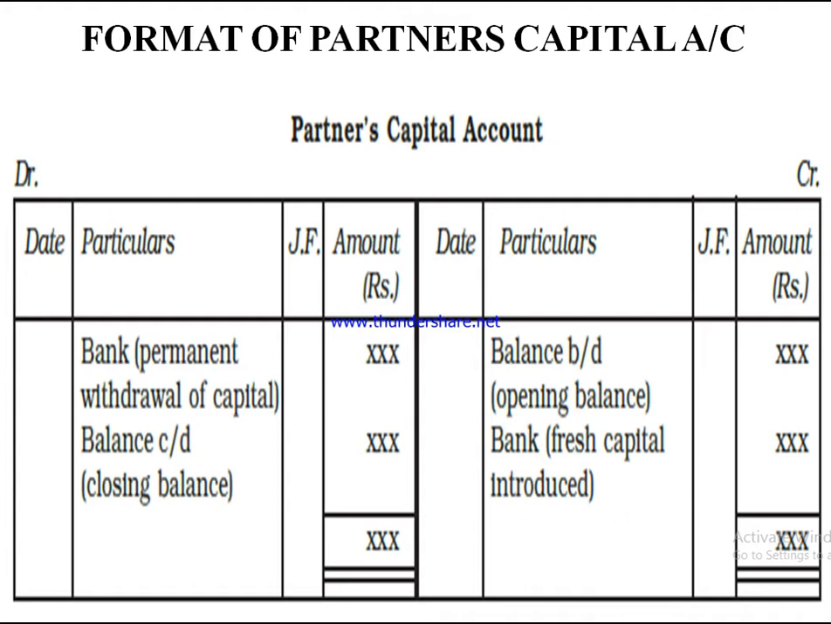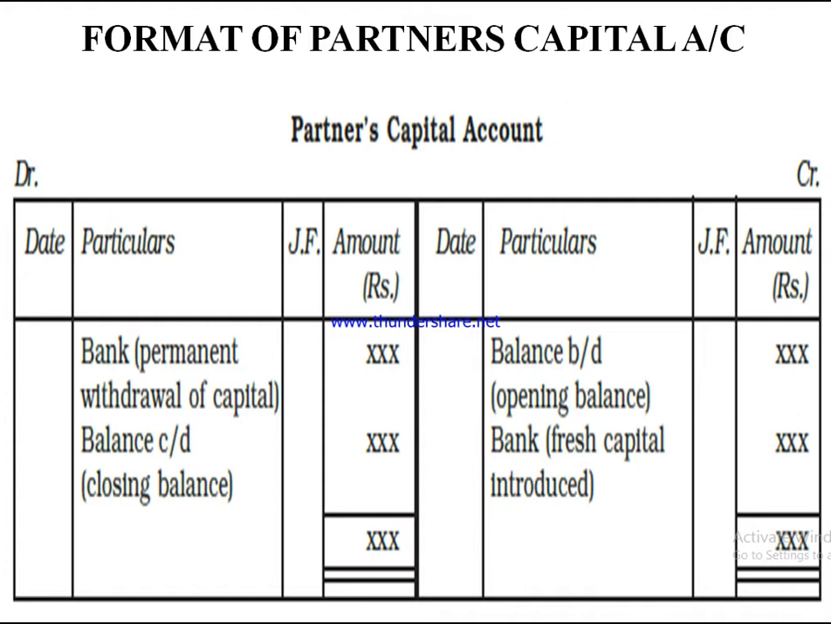First is initial capital or opening capital, and then additional capital. If we have additional capital, we need to show it here, right? So the initial capital is shown on the credit side of the partner's capital account, and any additional capital or other additional contribution made by the partner is also shown on the credit side of the account.